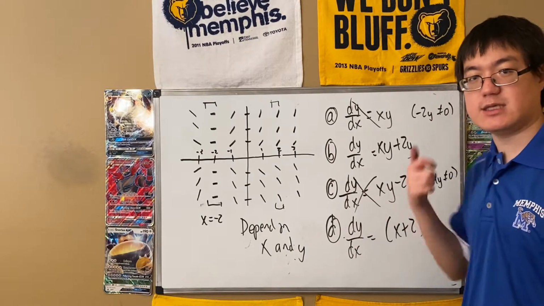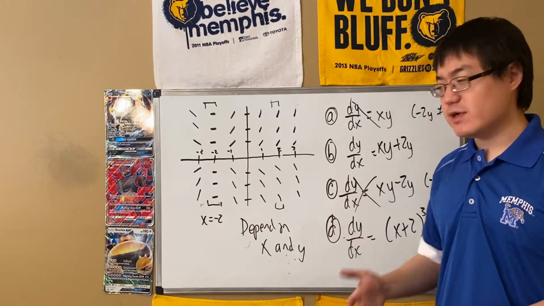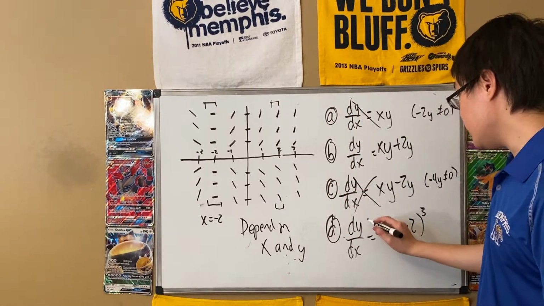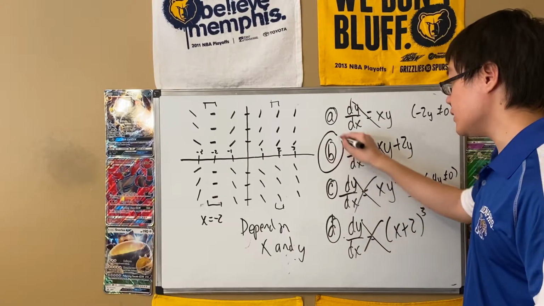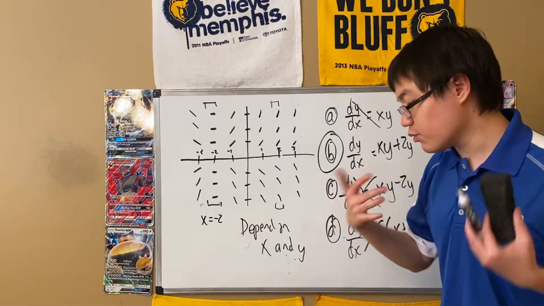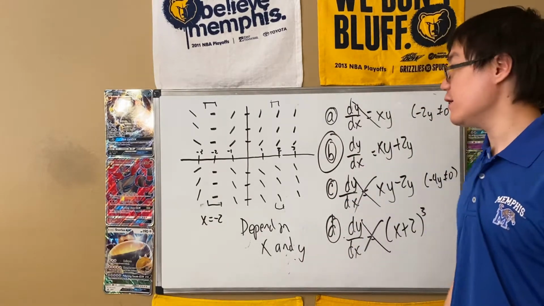It only has x's in it, which would mean that for every single column, as you go down the column, the slopes would be the same. So this is not the answer. This is the answer. So hopefully you were able to see that through a process of elimination, we were able to find the answer to this question.